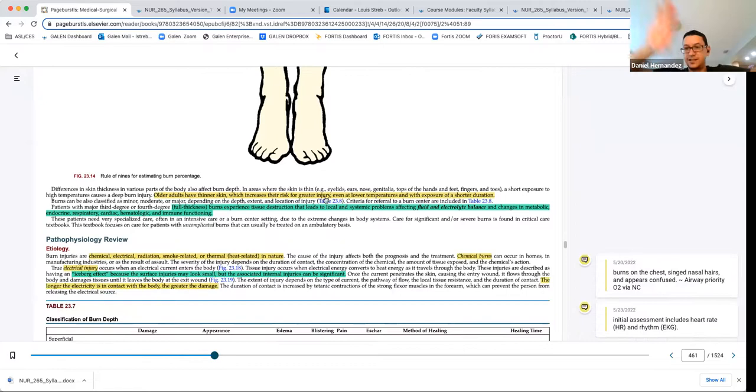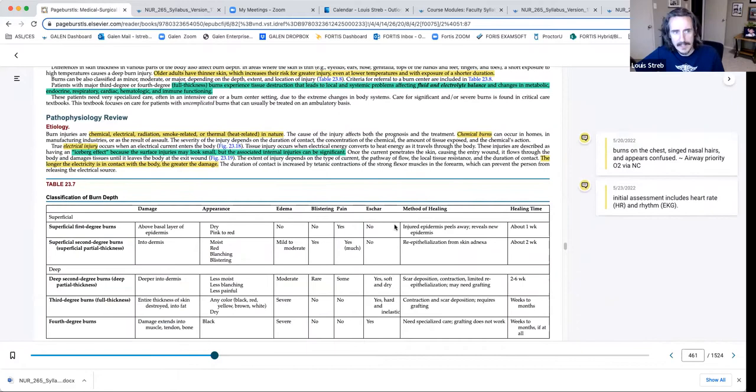It's those big pictures. It doesn't matter what causes shock, y'all. Shock always leads to the same thing: an underperfusion of your organs, to include your kidneys and your lungs and your heart and your brain and everything else. So all of that matters. All right, let's move on down.